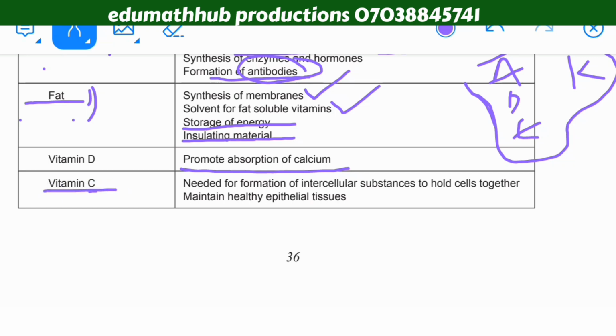It's needed for the formation of intercellular substances to hold cells together and to maintain healthy epithelial tissues. Epithelial tissues are also called epithelium. That's just the tissue covering the outer surface of an organ or any internal body organ.